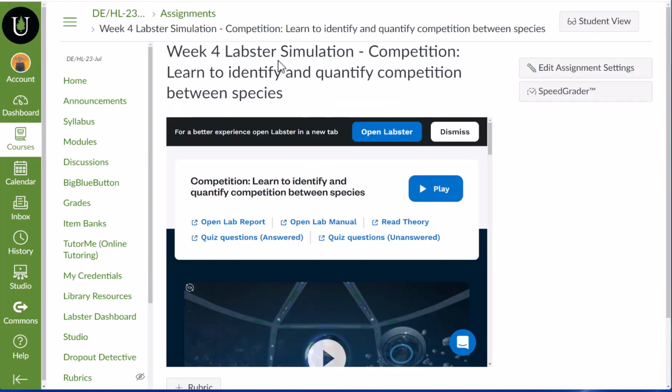This week's Labster simulation will have you set up a virtual experiment on competition and learn how you would set up an experiment to show competition and then how you might quantify the extent of that competition between species.